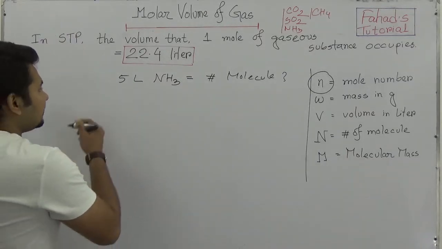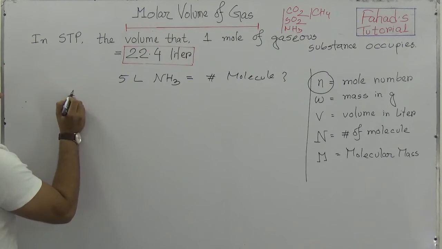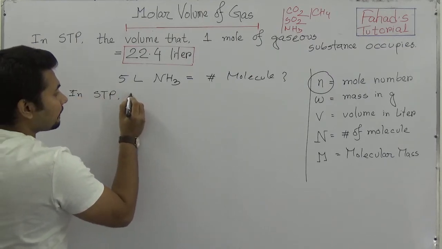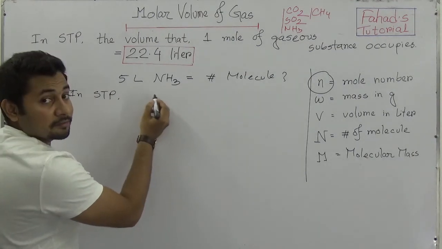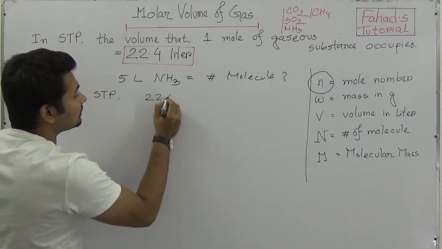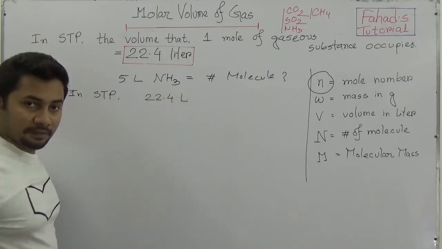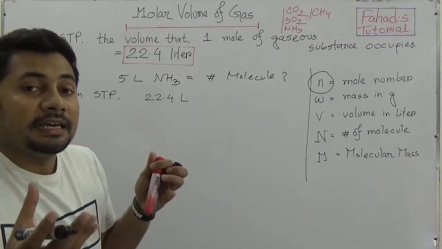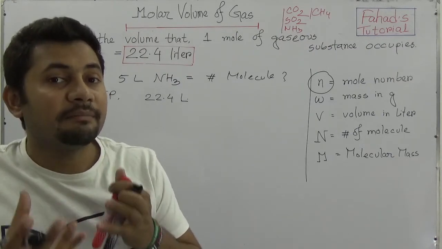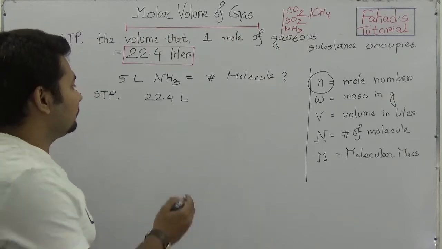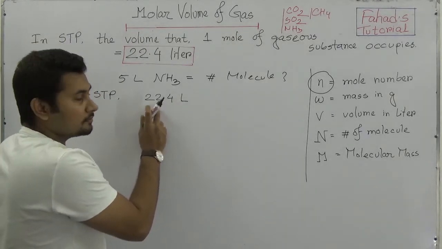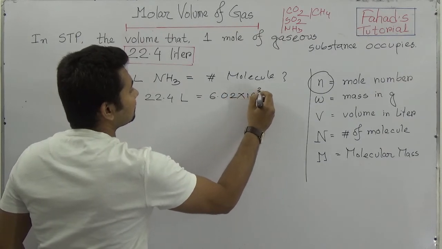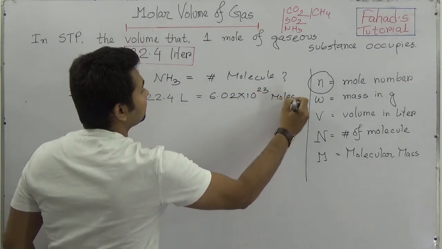Now you think, at STP, the molar volume of ammonia is 22.4 liter. You know it? As it is molar volume, that means it contains 1 mole of gas, and as this is the molar volume, it will contain 6.02 times 10 to the power 23 molecules.